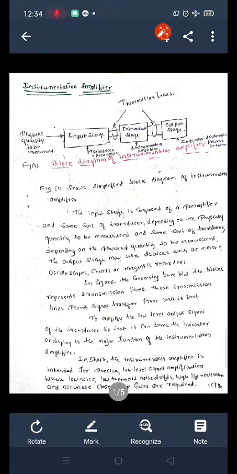So what do you mean by transducer? A transducer is a device which converts one form of energy into another. For example, a thermocouple converts heat energy into electrical energy. Similarly, a microphone converts sound energy into electrical energy. And also a strain gauge converts pressure, force, like mechanical energy, into electrical energy.